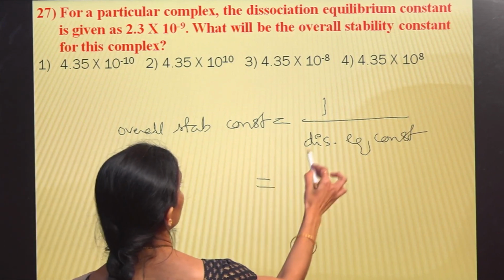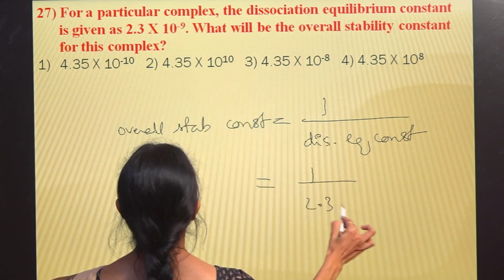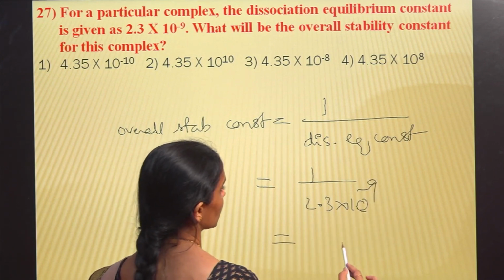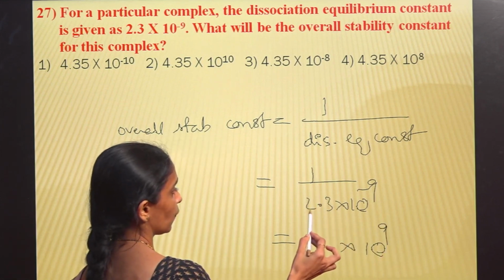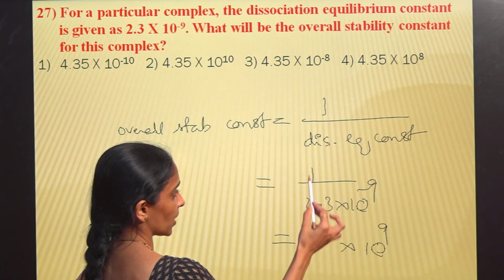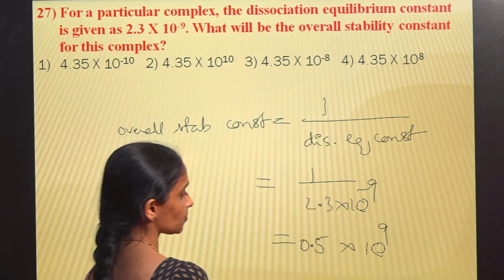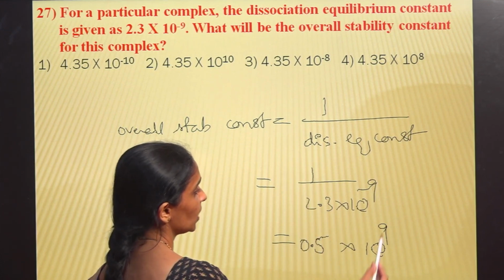Now, the dissociation constant value is given. It is 2.3 into 10 to the power minus 9. If you take the reciprocal, it becomes 10 to the power plus 9. And if you approximate 2.3 to 2, then 1 by 2, or half, is nothing but 0.5. So the answer is 0.5 into 10 power 9.